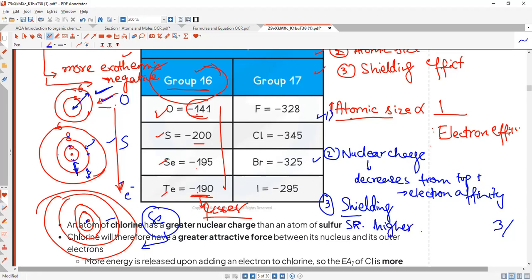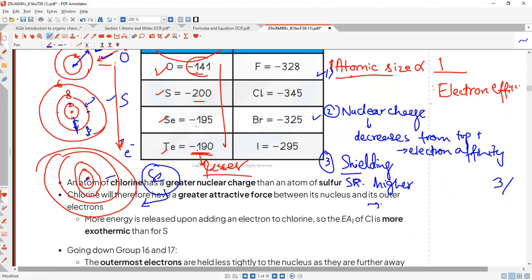As the shielding effect is higher, the size of the atom will increase. Obviously, because these shells will be very far away from each other, the nucleus will hold less attraction toward the outermost shell. So it is difficult to add an electron in this element, because the nuclear charge is now less. Shielding effect affects atomic size plus nuclear charge. If it increases atomic size and decreases nuclear charge, it will also affect the electron affinity. If the shielding effect is higher, electron affinity will be lower.